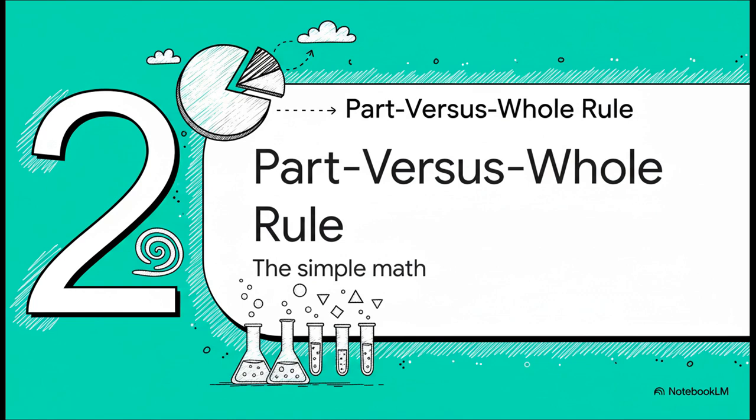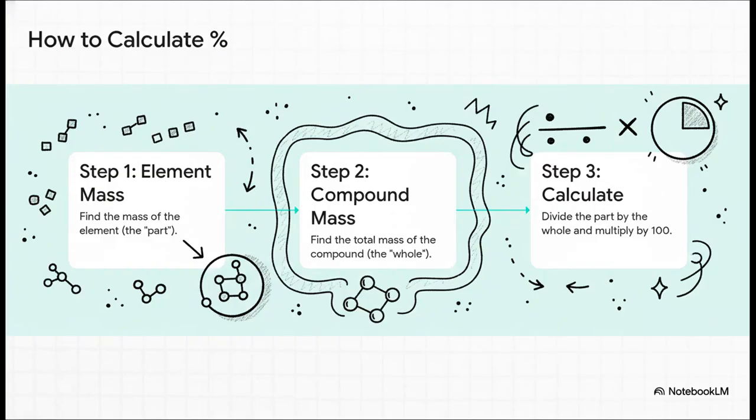So the big question is, how do we figure out those exact percentages? Well, it all comes down to this really simple, universal rule. And please, don't let the word calculations scare you off, because this is something you already kind of know how to do. It's all about the part versus the whole. Here's how it works in just 3 easy steps. First, you find the mass of the one ingredient you're interested in. That's the part. Second, you find the total mass of the entire thing. That's the whole. And finally, you just divide the part by the whole and multiply by 100 to turn it into a percentage. That's it. I told you it was simple.